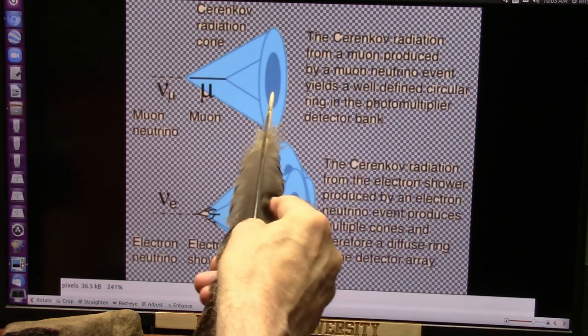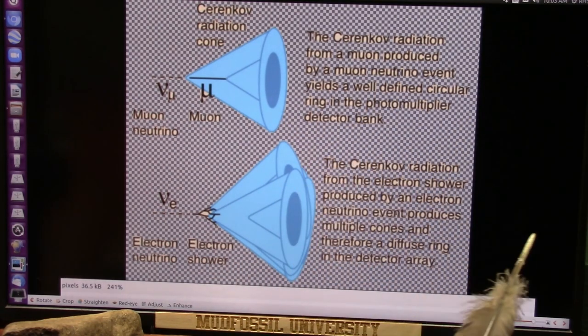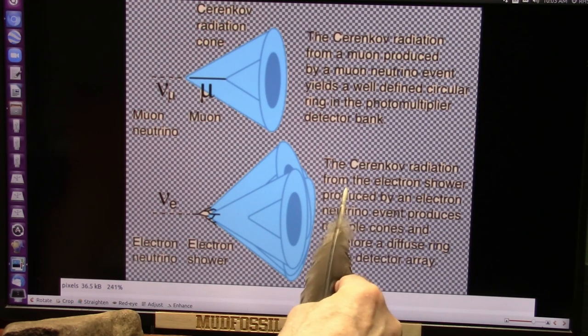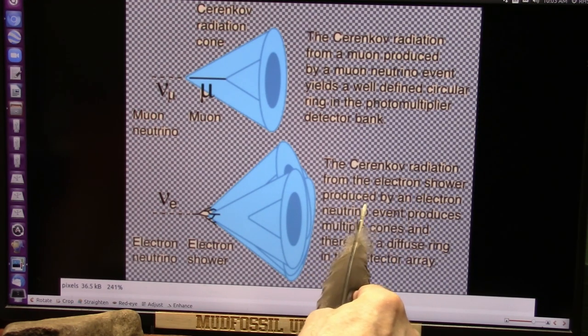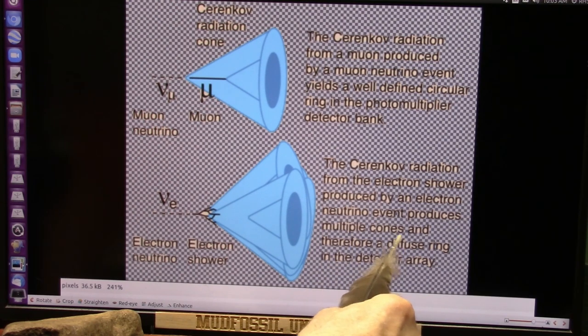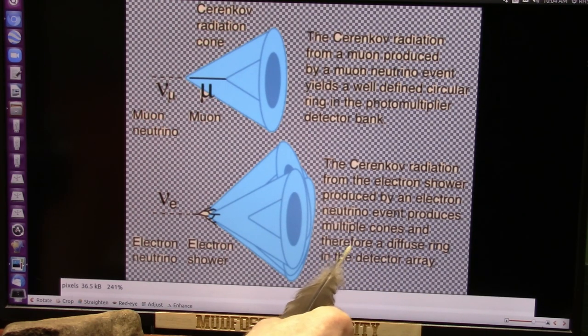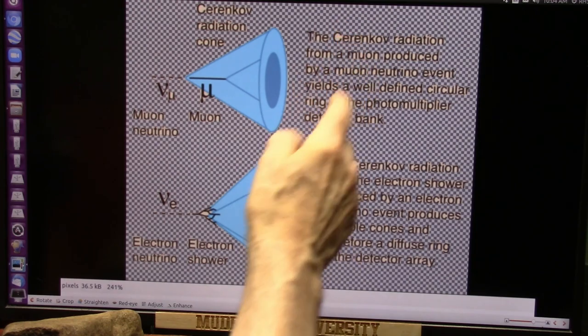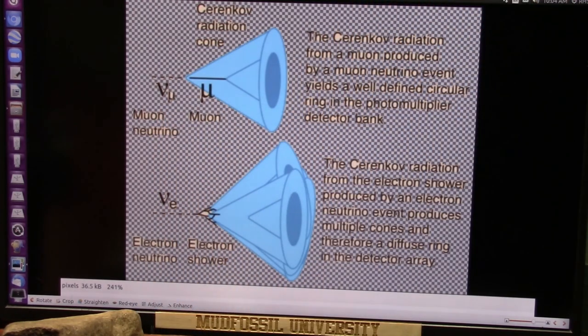That's how they see them in their detector bank. We see them through CMOS and it works very well. The Cherenkov radiation from the electron shower produced by the electron neutrino event produces multiple cones and therefore a diffuse ring in the detector array. So they've got their array face here, and they're seeing these two particles, and they're saying, wow, look at that.